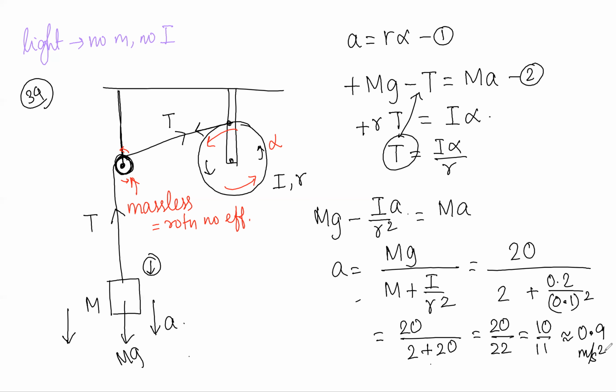Question number 36. 35 में क्या बोल रहा है? Suppose the other pulley also has a moment of inertia. So this is a good thing. You need to think about it and you need to solve 35 on your own. Suppose there is a moment of inertia of the other pulley.